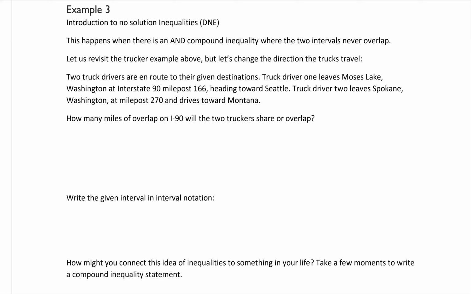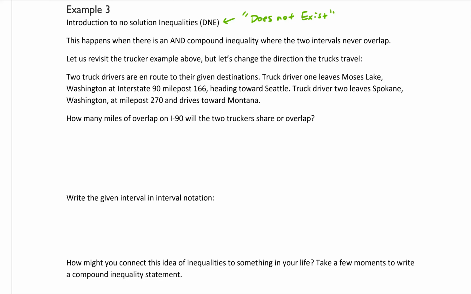Example 3 looks at an introduction to no solution inequalities, and sometimes we will write the abbreviation or acronym DNE, which stands for does not exist. This happens when there is an and compound inequality where the two intervals never overlap. Let us revisit the trucker example above, but let's change the direction the trucks travel.